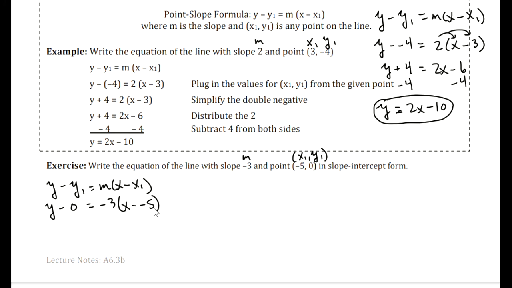So we solve for y, and we want this to be in mx plus b form, so we'll get rid of the parentheses as well by distributing the -3 in. y equals -3x minus 15.